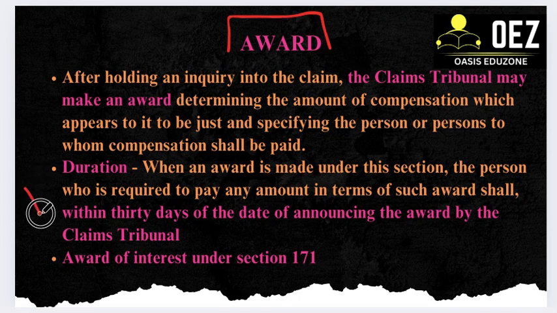I hope you understood that once the application is filed, the claims tribunal goes through the procedure that has to be followed, which is mentioned under the Motor Vehicles Act. Then after going through the procedure, if the claims tribunal arrives at a conclusion that compensation is to be awarded to the party, the claims tribunal will declare or determine a just compensation that will be fit for the party injured, or the party who has faced losses from that particular incident or accident. And the compensation amount has to be paid within 30 days of the day of announcing the award by the claims tribunal.